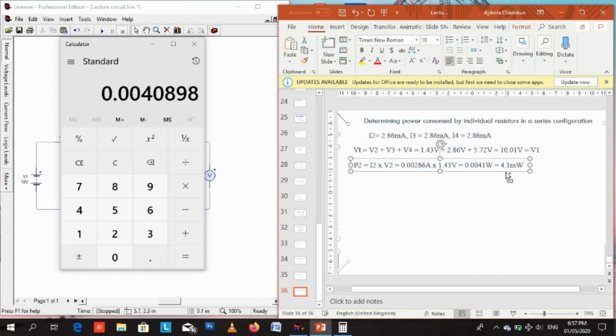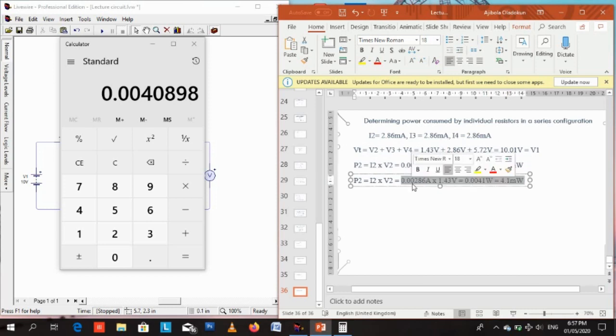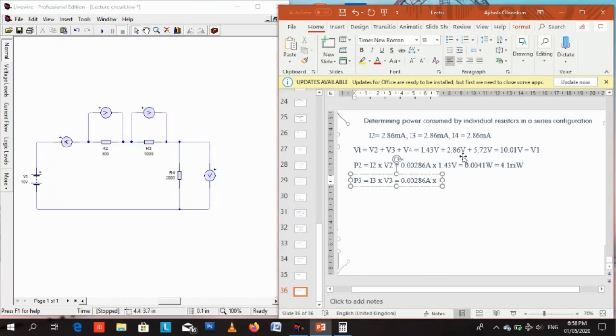So let's obtain the power consumed by R3, that is P3. P3 is the power consumed by the resistor R3. Just as we did for P2, P3 will be I3 multiplied by V3. That is 0.00286 amperes. Like we said, the current through all the resistors in series is the same, but the voltages differ. Here it is 2.86, the voltage across R3, which is V3.